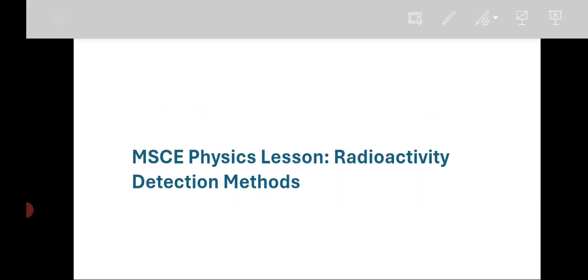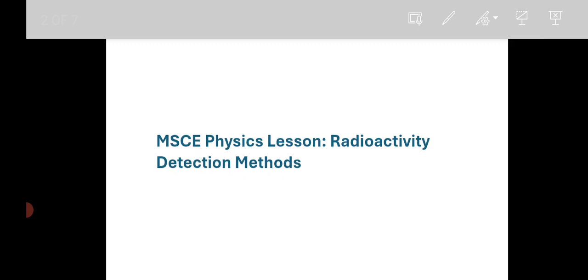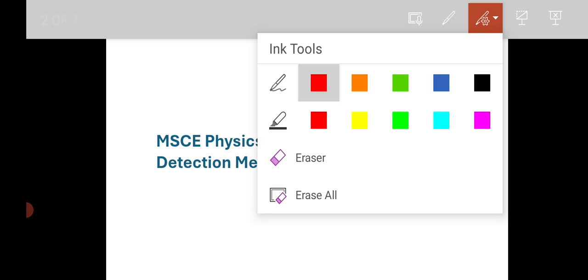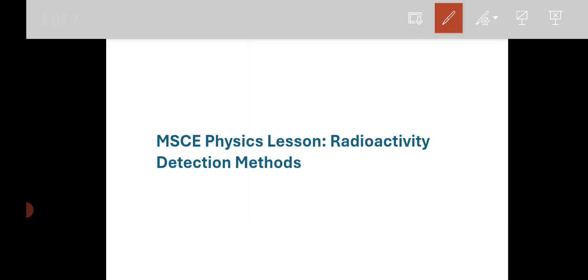All right, so today, in today's lesson, we are going to continue looking at the topic now with respect to what is called the detection methods. How can you detect alpha, beta, and gamma radiations? So we are going to dwell on this in today's lesson.